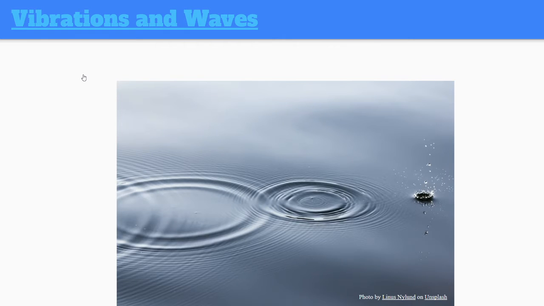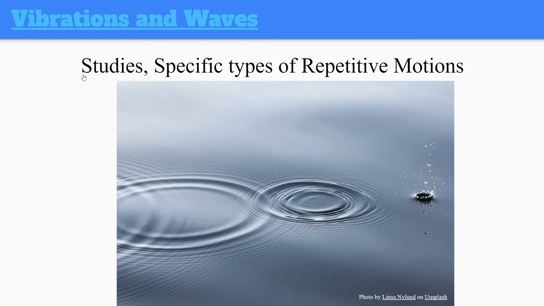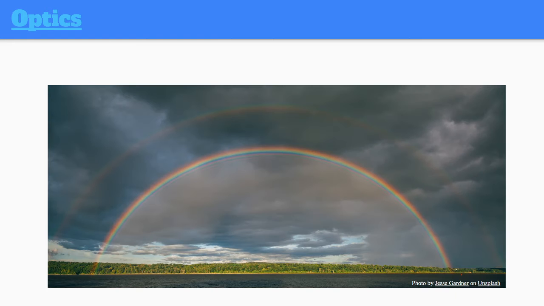Alright, vibration and waves. So what does that study? We have ripples over here. It studies specific, not just any types, but specific types of repeating motion. Those water droplets are creating 3 different circles. It touches water at 3 different points, and when it hits, it creates those circles, and as you can see, they are all circles. It's a specific type of repeating or repetitive motion.